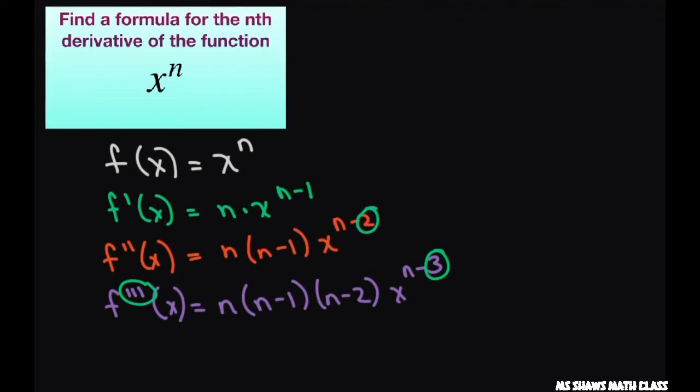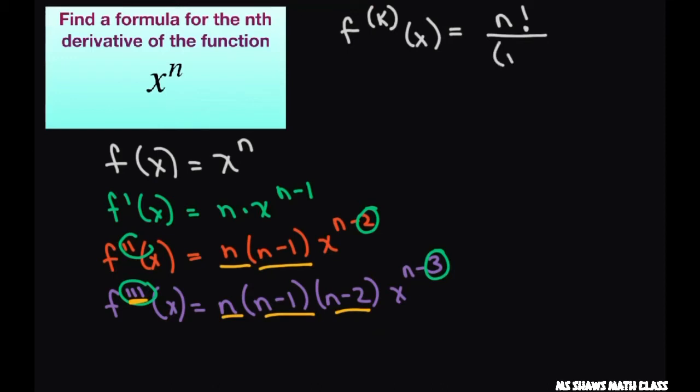Now notice how these numbers match up. For 2, we have 2 terms here. For 3, we have 3 terms here. So basically what I'm going to do real quick is write this as f, the kth derivative of x, equals n factorial divided by n minus k factorial times x to the power of n minus k. And the reason being that I can write my nth derivative of x as n factorial.